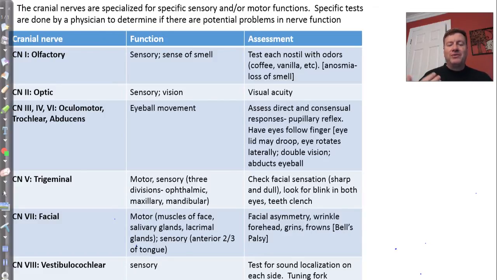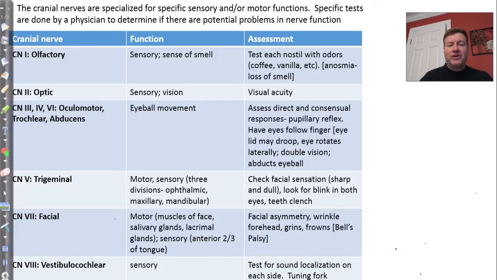So you may want to pause the video at some point and look at this chart and spend some time with it. I would encourage you to read through it just to see what a cranial nerve does and how it's assessed. We'll take just a second and talk about a couple of these.